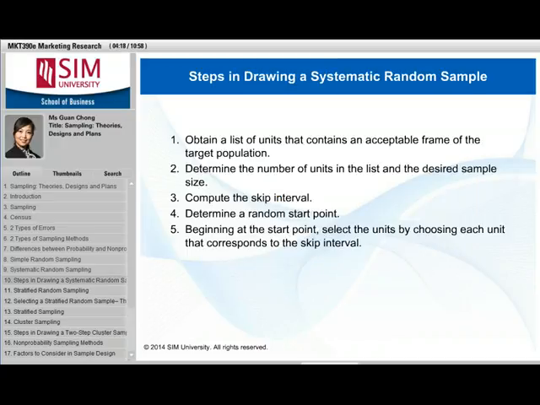There are 5 major steps in drawing a systematic random sample. First, obtaining a list of units that contain an acceptable frame of the target population. Second, determining the number of units in the list and the desired sample size. Third, computing the skip interval. Fourth, determining a random start point. And last, beginning at the starting point, select the units by choosing each unit that corresponds to the skip interval.